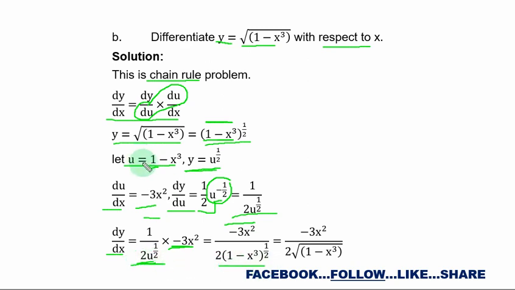But what is u? 1 minus s cubed. So you replace u with what it stands for. So you have 2 times (1 minus s cubed) to the power of 1 over 2. This power means square root. You can express your final result using square root, or you leave it in this form. If you express this power as square root, you have these results for differentiating the given function with respect to s using the chain rule.